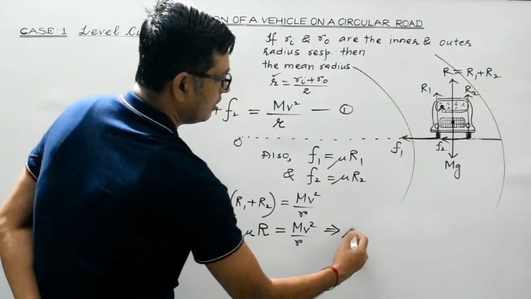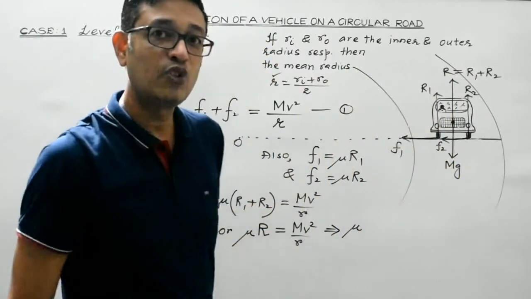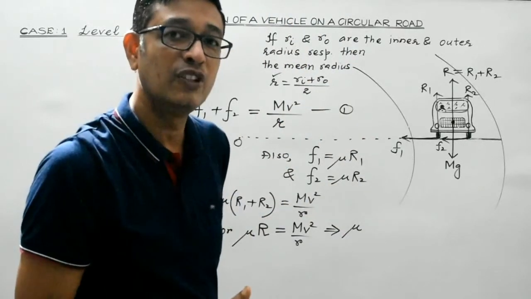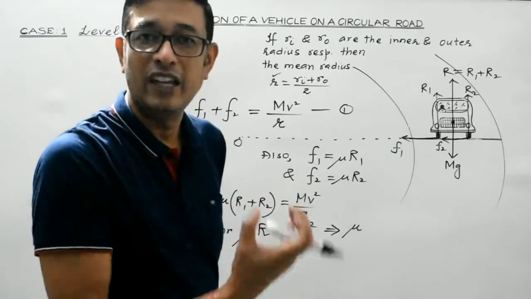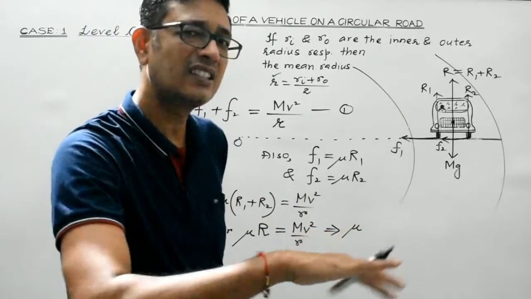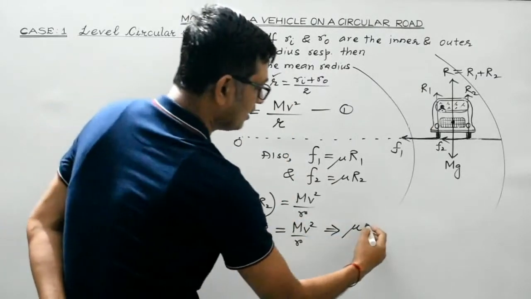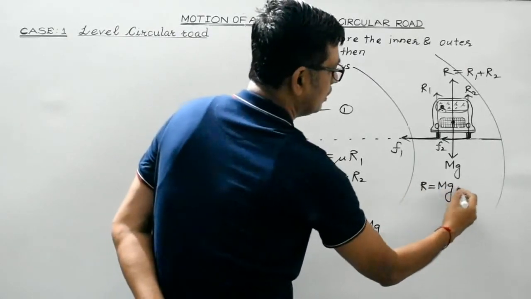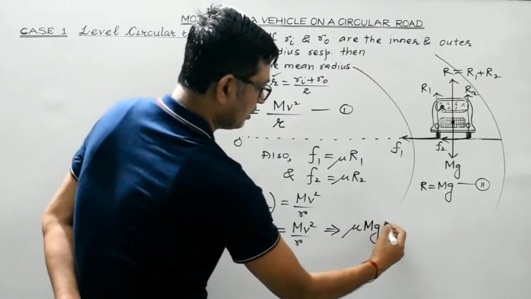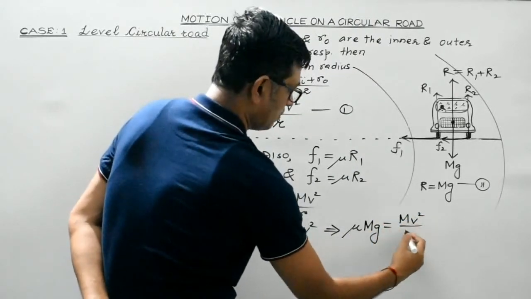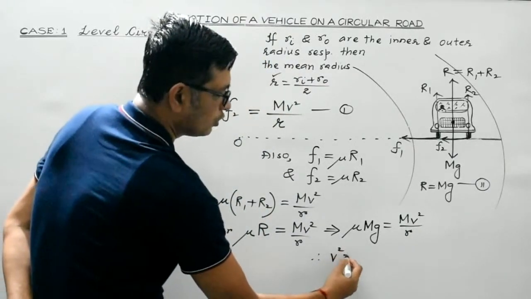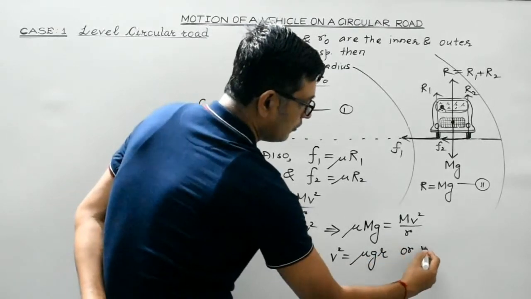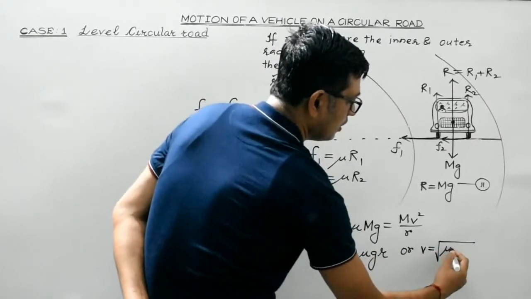That is, mu R is equal to mv square by r, where R is equal to mg. The vehicle does not possess any motion in the vertical direction. So in the vertical direction, the body is under the influence of balanced forces. So the total weight of the body when it is placed horizontally is exactly balanced by the reaction force. So R is equal to mg. You can put it as equation number 2. So mu mg is equal to mv square by r. Therefore, students, v square is equal to mu gr, or v is equal to square root of mu gr.